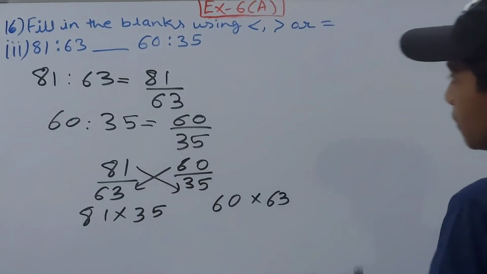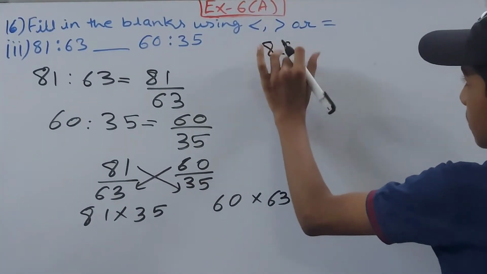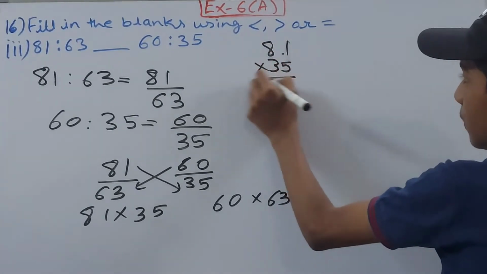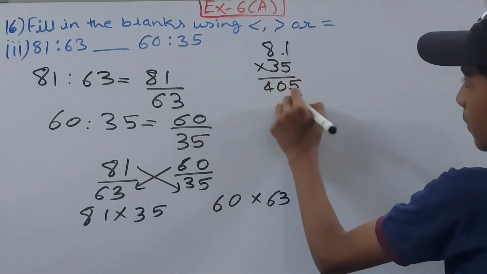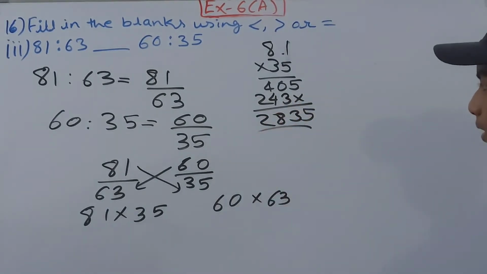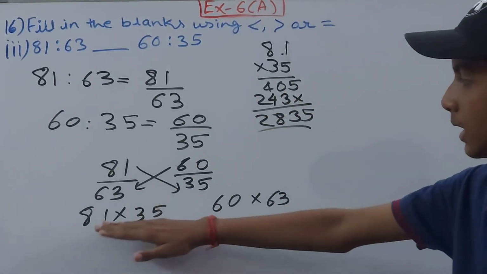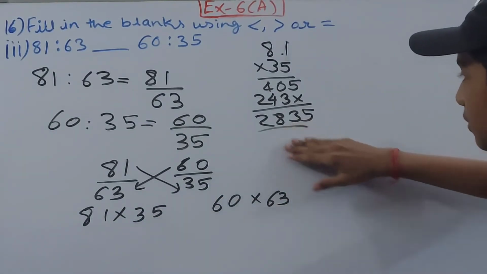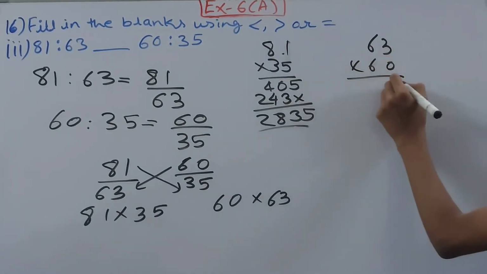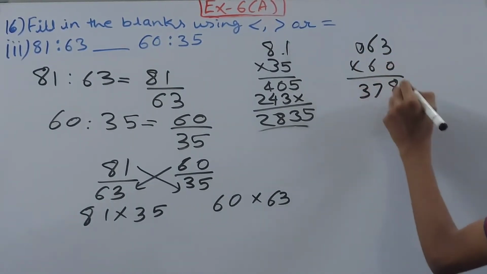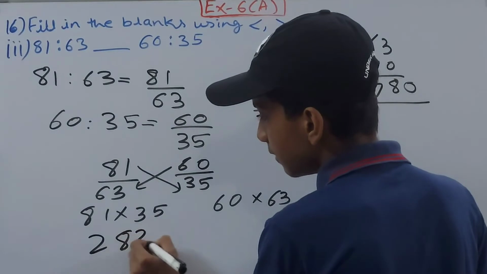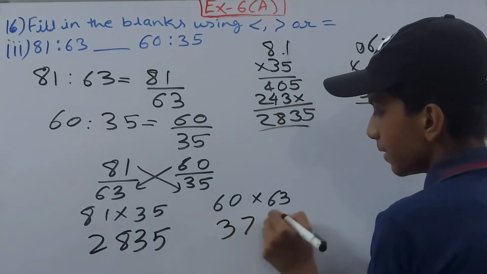Okay, now 81 into 35, let's solve. Sorry, this is not 85, this is 35. Okay, so 81 into 35, so 5 1s are 5, 5 8s are 40, and 3 again, and 24 here. So 5, 3, 8 and 2, 2835 here. This one, 81 into 35 is this 2835, and last we've got 63 into 60, right? 6 3s are 18 and 1, 6 6s are 36, 378 and 0. So 3780 here. So we have here 2835 and here we have 3780.